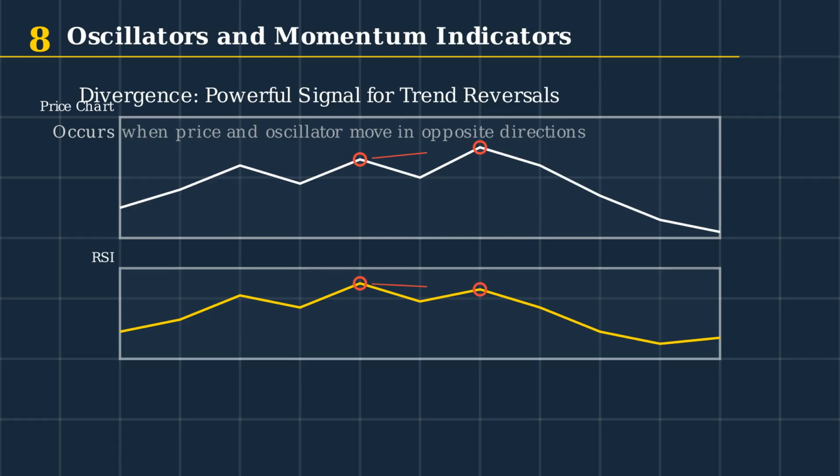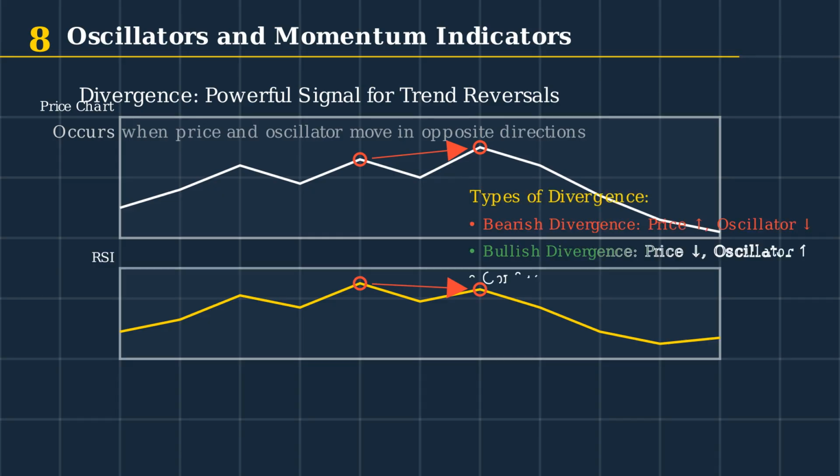Notice these critical points where divergence occurs. While price continues making higher highs, the RSI fails to confirm, suggesting the uptrend is losing strength and may soon reverse. There are two main types of divergence.